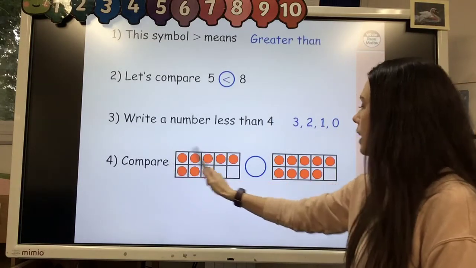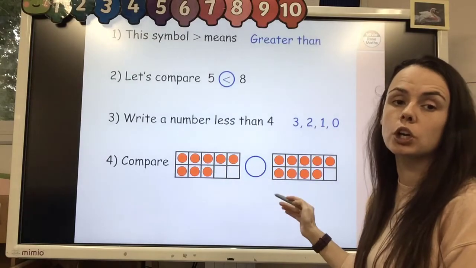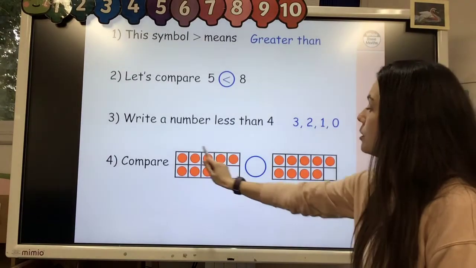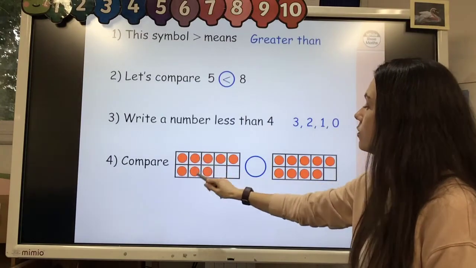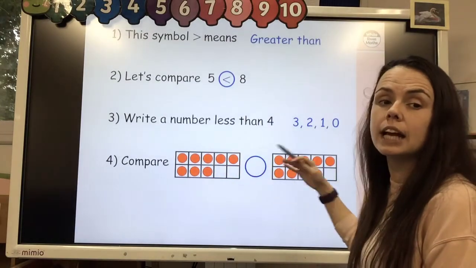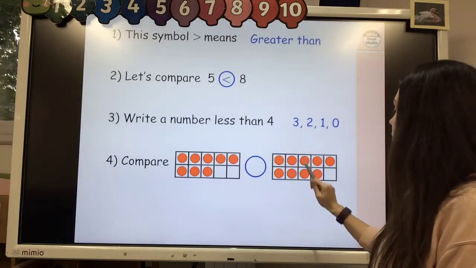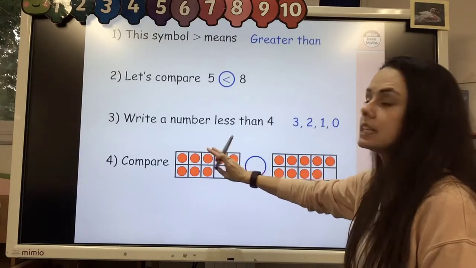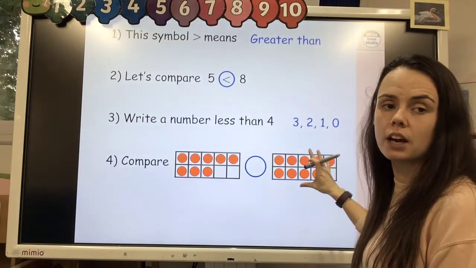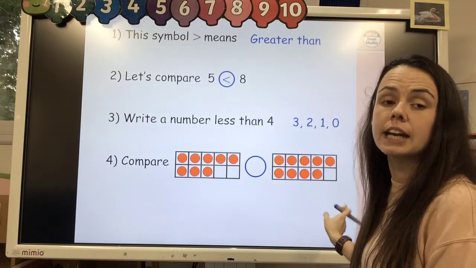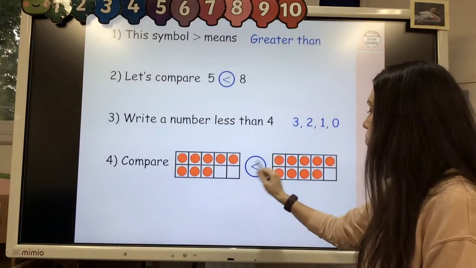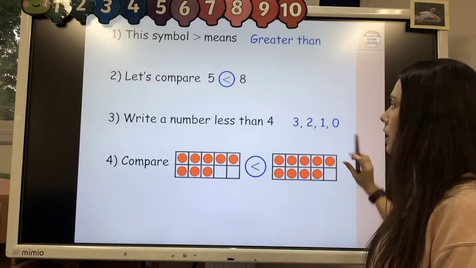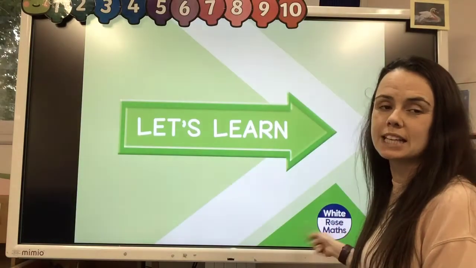Now compare. So these two sentences, we're looking to see if it's more than or less than or the same as. So how many have we got here? 1, 2, 3, 4, 5, 6, 7, 8. How many have we got here? 1, 2, 3, 4, 5, 6, 7, 8, 9. So 8, is it bigger or smaller than 9? It's smaller, well done, so it would be this way. Smallest part of the arrow goes up to the biggest part, smaller to bigger. Well done. Let's get on to today's learning.